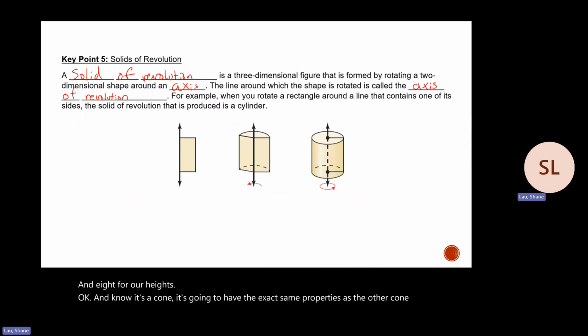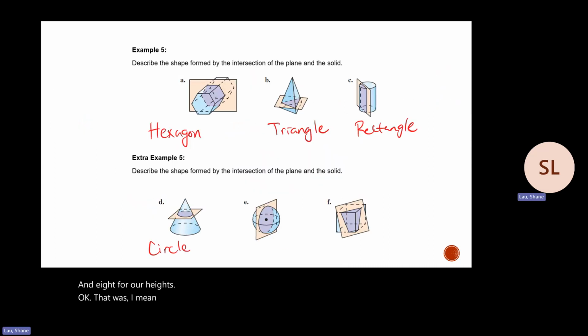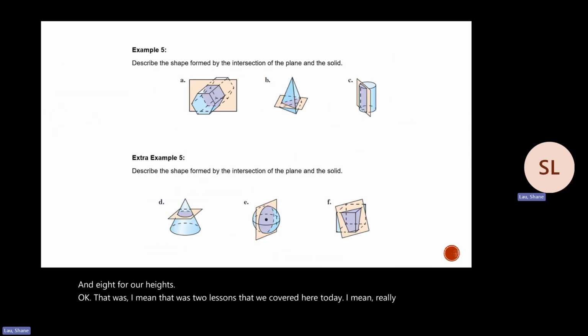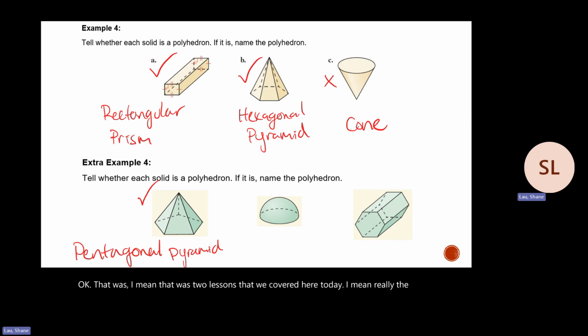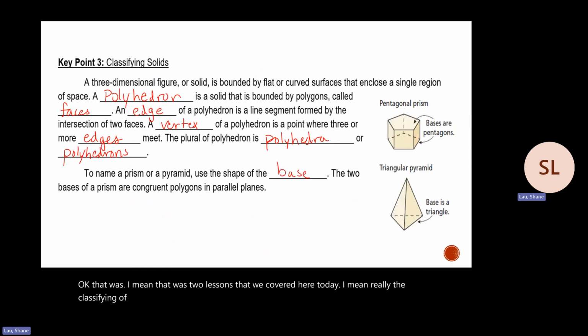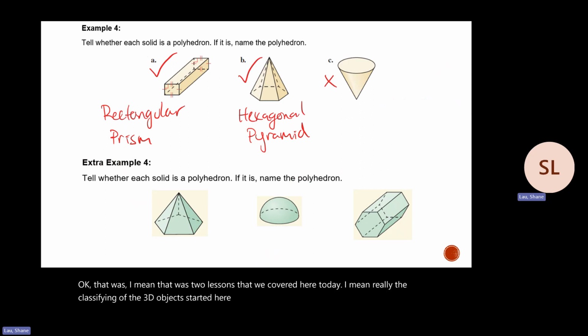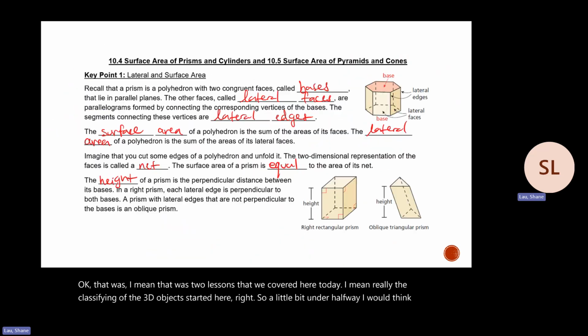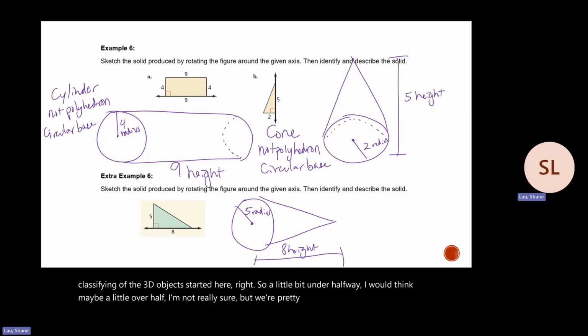Well, that was 2 lessons that we covered here today. Really the classifying of the 3D objects started here, right? So a little bit under halfway, I would think, maybe a little over halfway. I'm not really sure, but we're pretty much done right here. And that is it for 10.2 and 10.3.